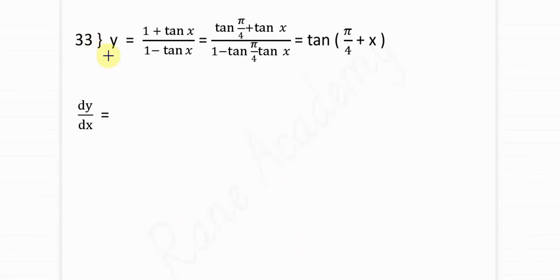Question number 33, y is equal to 1 plus tan x upon 1 minus tan x. Now we simplify this function. What we do, instead of 1 we write tan pi by 4, and here we have 1 minus tan x. Now tan x means tan x into 1, so we can write this 1 as tan pi by 4. So we have tan pi by 4 plus tan x upon 1 minus tan pi by 4 into tan x, which is tan of pi by 4 plus x.